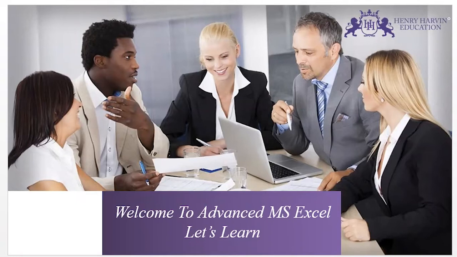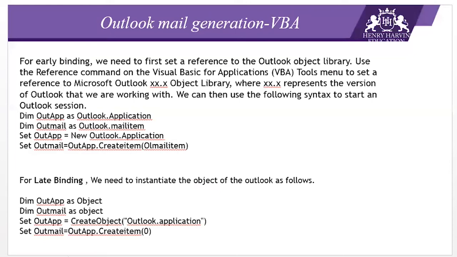Before we start Outlook VBA automation, we have to understand two things: early binding and late binding. If Outlook is open, you have to get the object. If Outlook is not open, you have to instantiate the object. So now let me tell you first late binding. Late binding is when you have to instantiate the object of the Outlook.